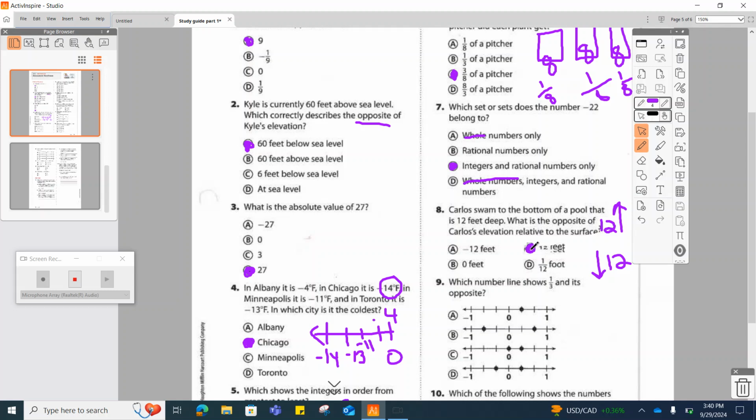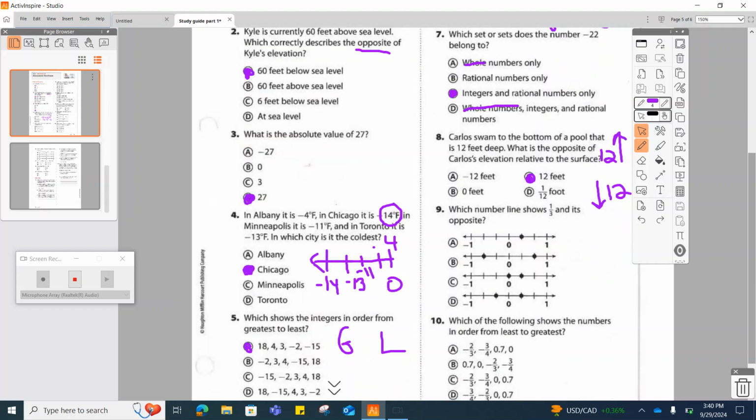Having all kinds of problems with this. So I'm going to move it around and recenter. So what number shows 1/3 and its opposite? So this would be 1/3, but there's no opposite there. Okay, so this will help.